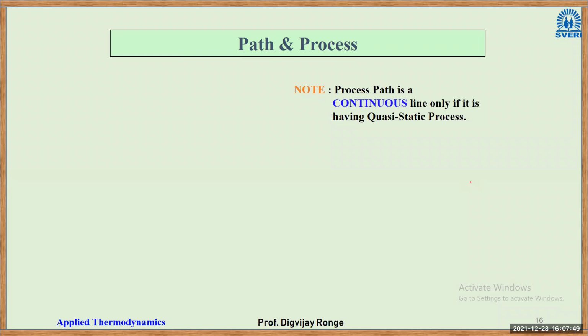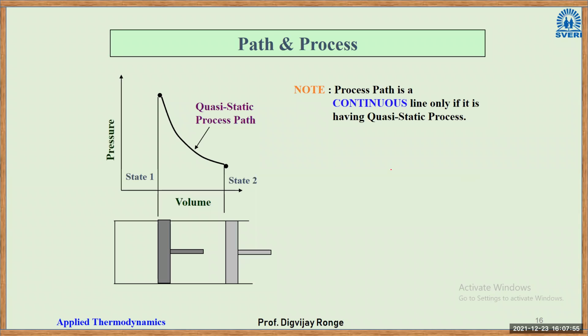Now in this case, note the process path is a continuous line only if it is a quasi-static process. We have already seen this graph, right? On the ordinate here it is pressure. On the abscissa we have volume. Initially it was at state 1 here. It undergoes a process and changes to state 2. Now if I plot all the states and combine them, I will get this line. This line is the path. We can achieve a continuous path line only if all the states were quasi-static.